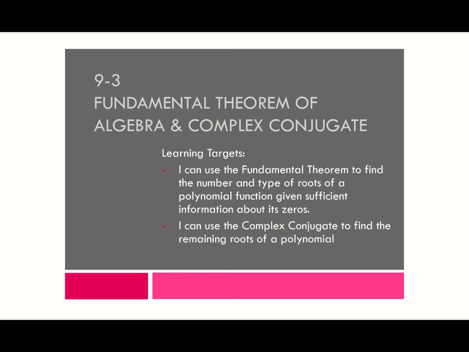This lesson we're looking at the fundamental theorem of algebra and complex conjugates. So in this lesson we're going to be able to use the fundamental theorem to find the number and type of roots of a polynomial function, given information about its zeros, and then using the complex conjugate to find the remaining roots of a polynomial.